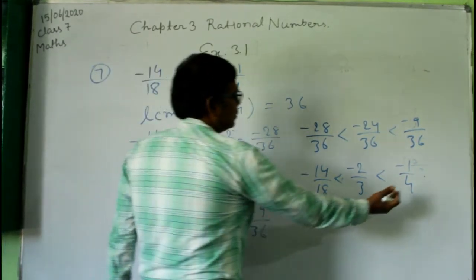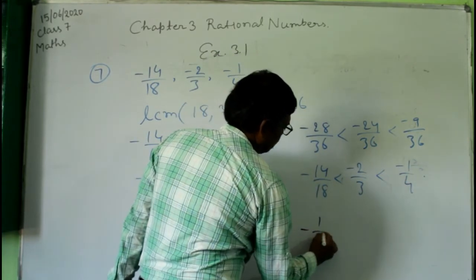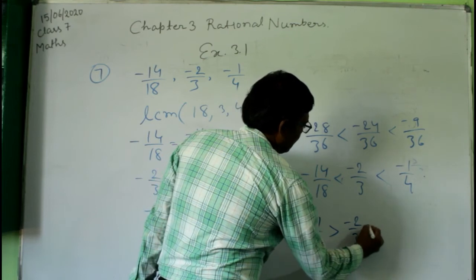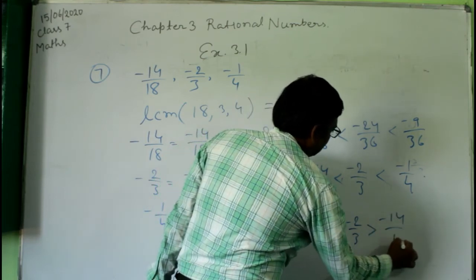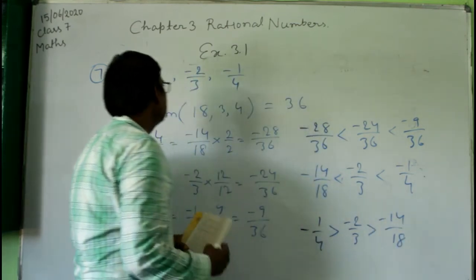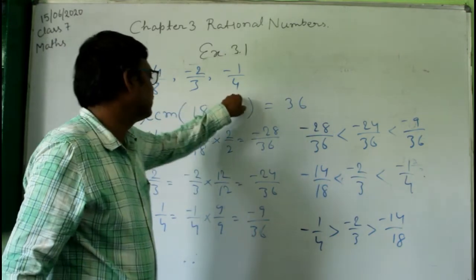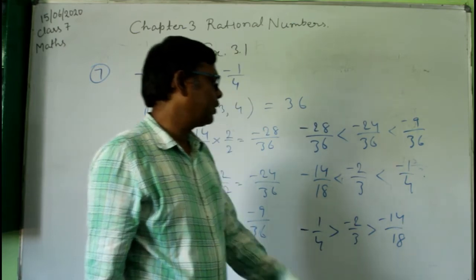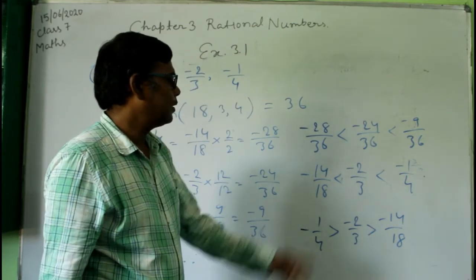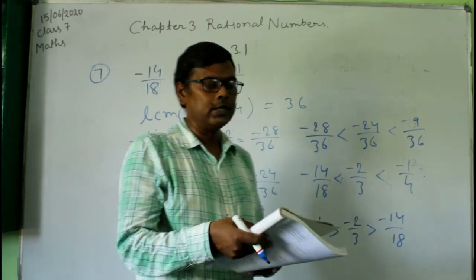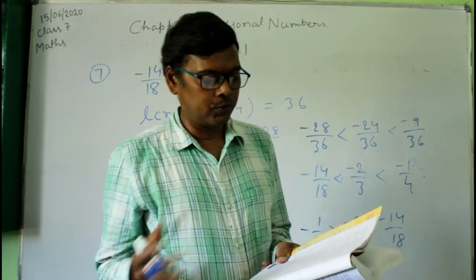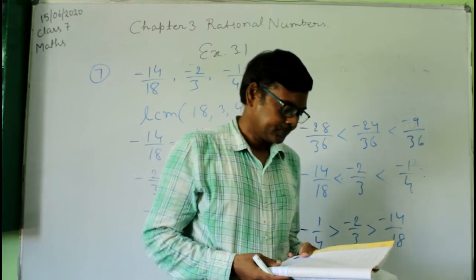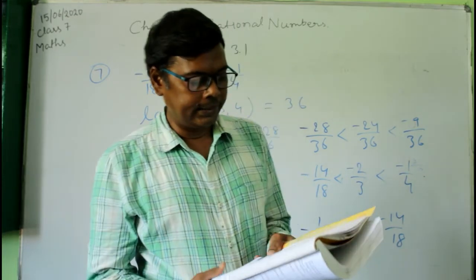In that case, just write this number first. That is minus 1 by 4 is greater than minus 2 by 3 and greater than minus 14 by 18. So the same group of numbers can be arranged in the descending order. Just reverse the order, then you will get the arrangement in the descending order. So there is no difference in doing these questions. I explained the process, then you will do it yourself. Okay. Now question number 9.